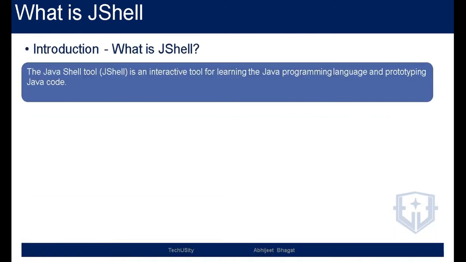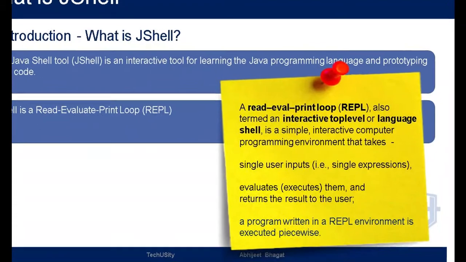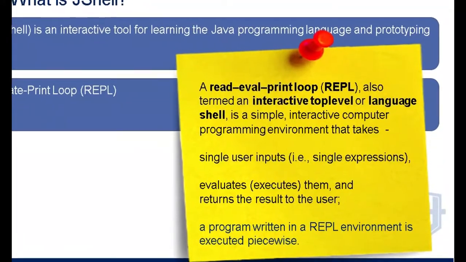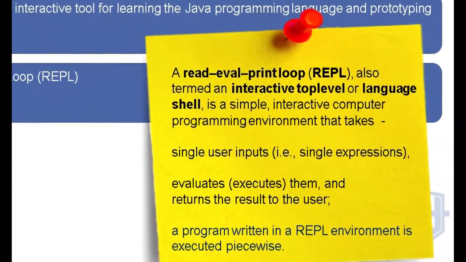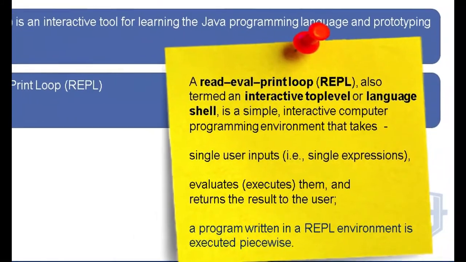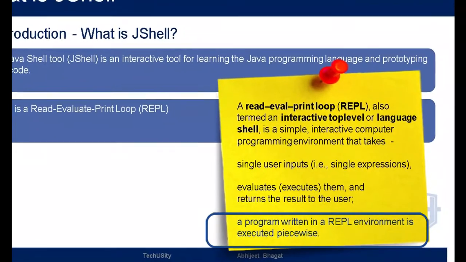So what is JShell? The Java Shell tool, or JShell, is an interactive tool for learning the Java programming language and prototyping Java code. JShell is a read, evaluate, print loop, also called a REPL. A REPL is a simple interactive program, typically on your console or command line, which takes single user input like an expression, evaluates it, and returns the result to the user. Remember, a program written in a REPL environment is executed piecewise.